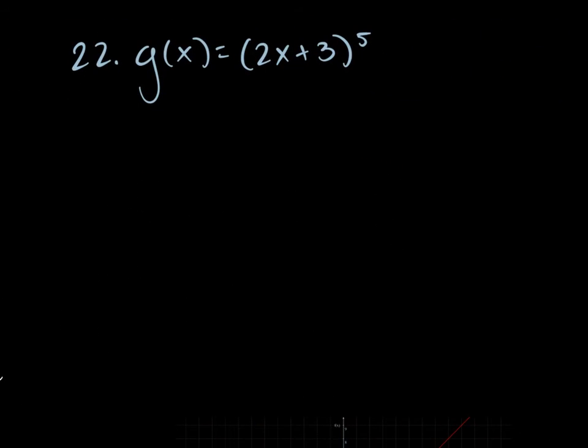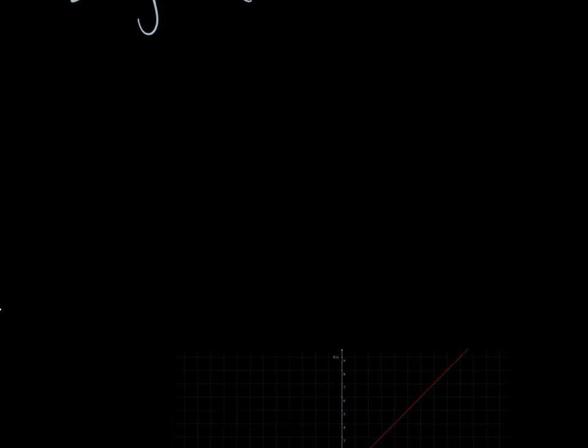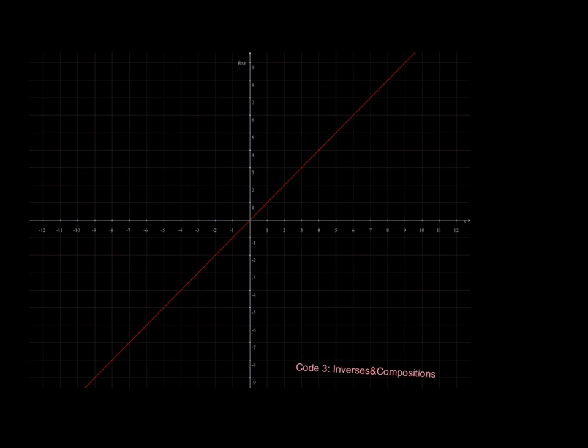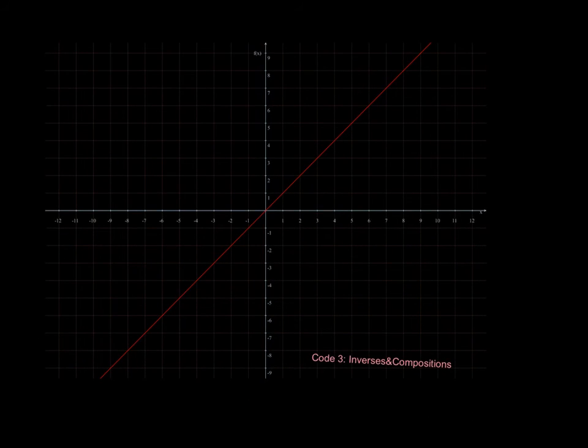For 22, we have g of x equals (2x plus 3) to the 5th. So first thing we're going to do is graph g of x. So x and g. So when we plug in 0, that would end up being 3 to the 5th, which is 81 times 3, that's 243. So not a very nice number. If we plug in -3, we get 0 to the 5th, which is just 0.